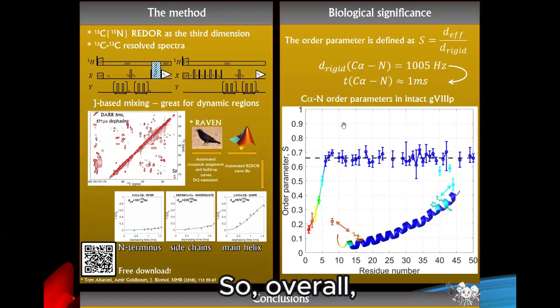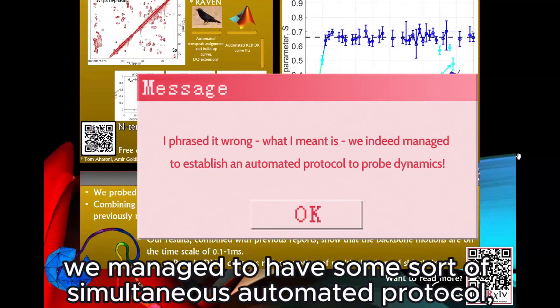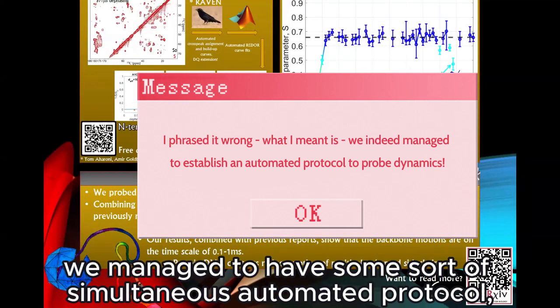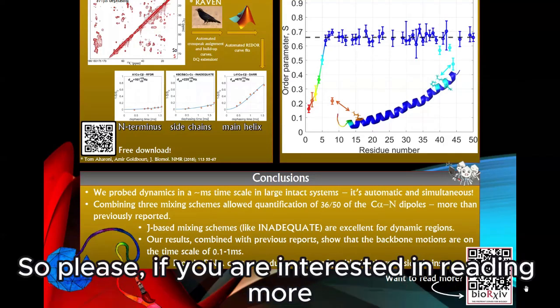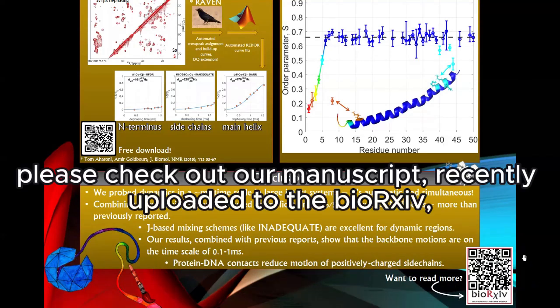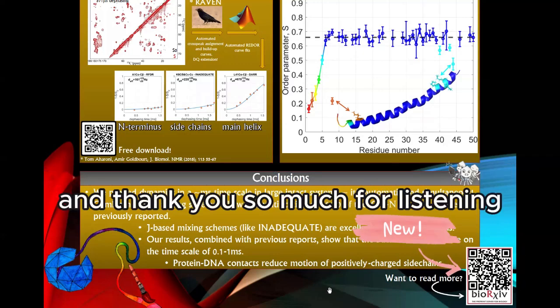So overall, we managed to have some sort of automated simultaneous protocol, and we are eager for you to try it out. So please, if you're interested to read more, please check out our manuscript. We recently uploaded it to bioRxiv, and thank you so much for listening.